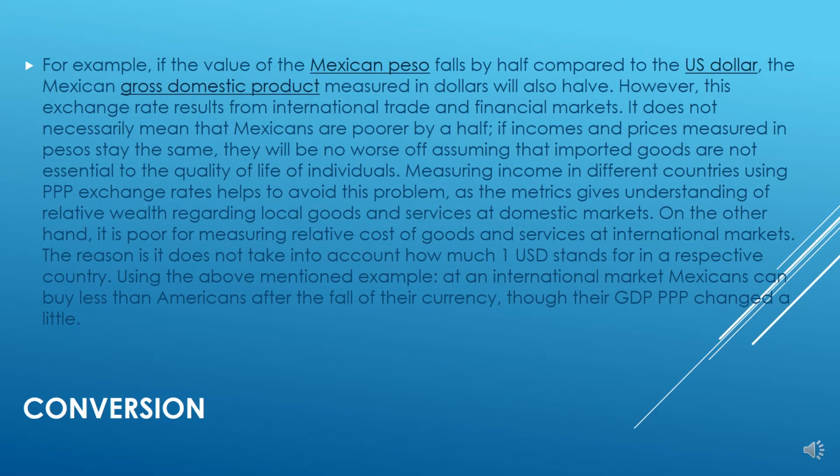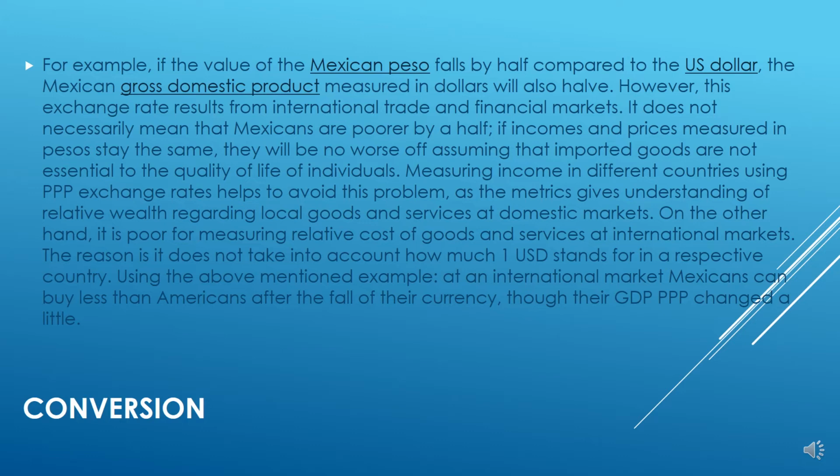For example, if the value of the Mexican peso falls by half compared to the US dollar, the Mexican gross domestic product measured in dollars will also halve. However, this exchange rate results from international trade and financial markets. It does not necessarily mean that Mexicans are poorer by a half. If incomes and prices measured in pesos stay the same, they will be no worse off, assuming that imported goods are not essential to the quality of life of individuals.